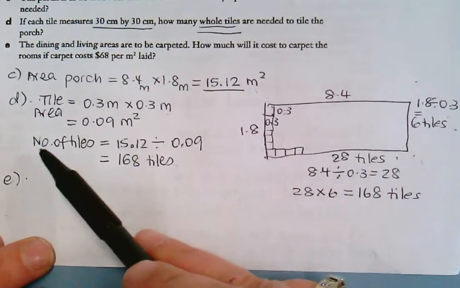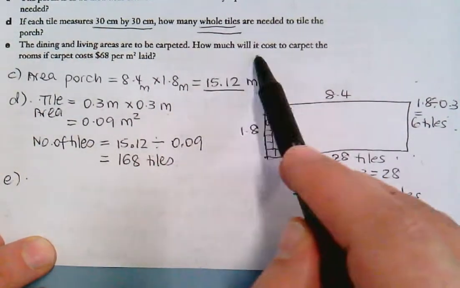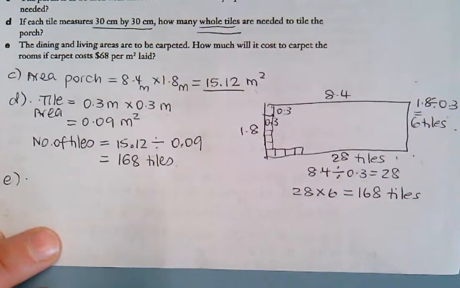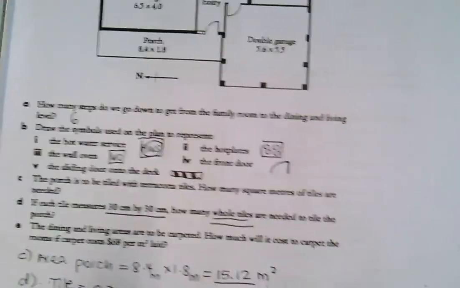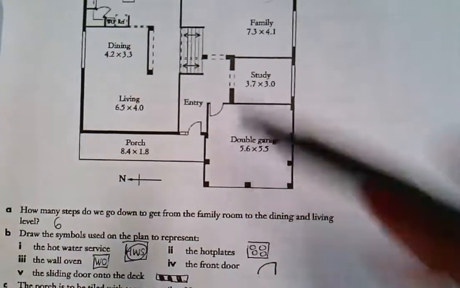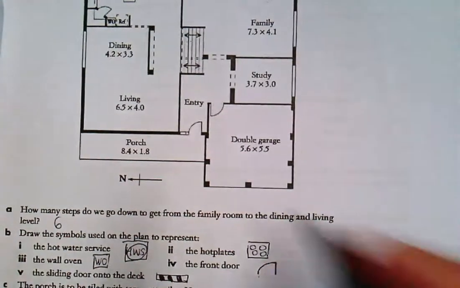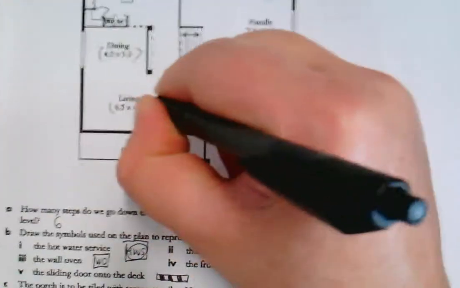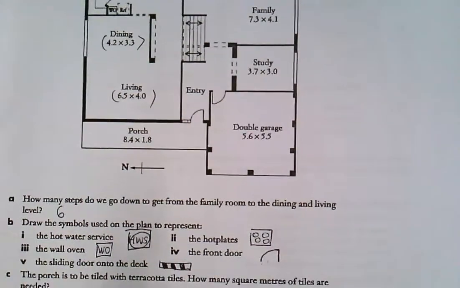It says that the dining and living areas are to be carpeted. How much will it cost to carpet the rooms if carpet costs $68 a metre squared laid? That's cheap carpet. Okay, dining and living rooms. Luckily, they give you the dimensions. So what do we do? Yes, we work out the area of each one, add them together. All right, off you go.